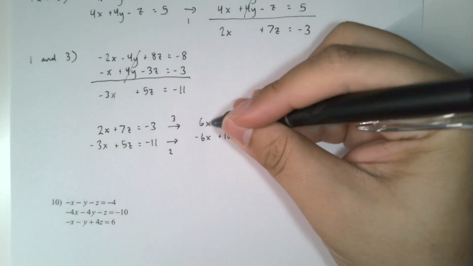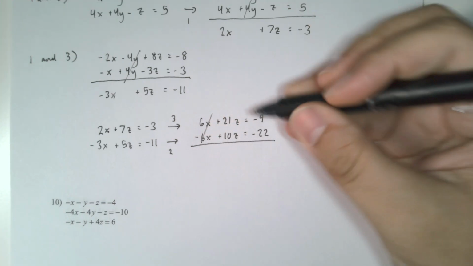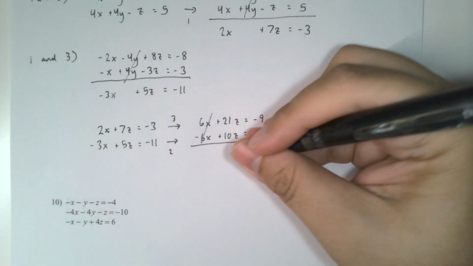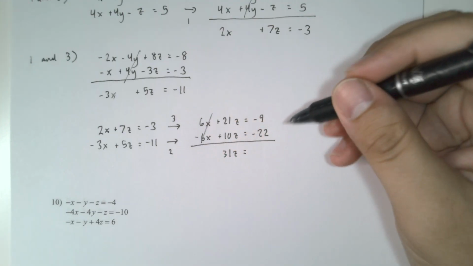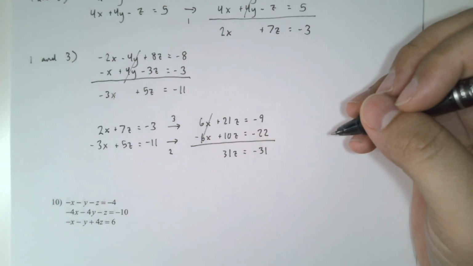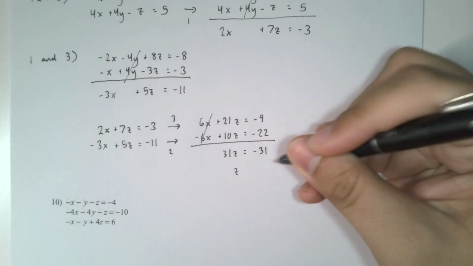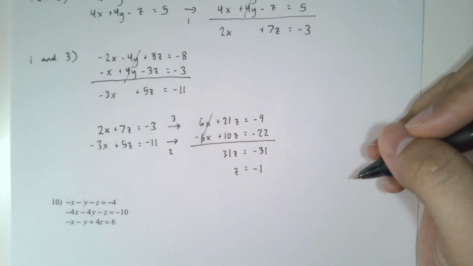Now, combining all of this together, the x's cancel. We get 21 plus 10, that's going to be 31z. And now we have negative 9 minus 22, and that gives us negative 31. So, dividing by 31 on both sides, z is going to be equal to negative 1.